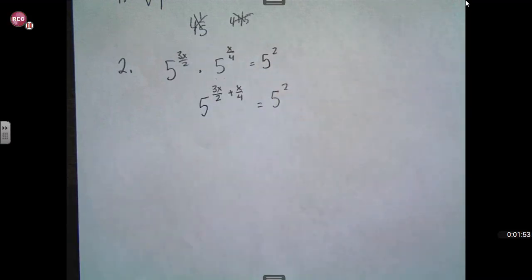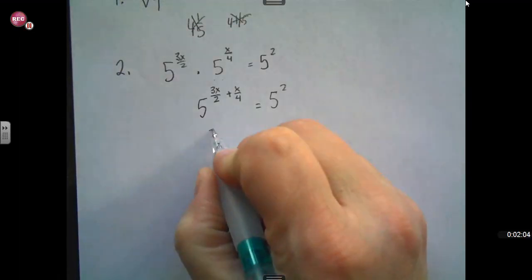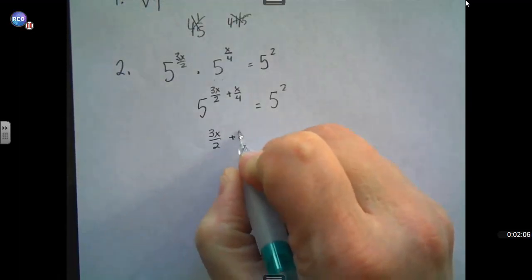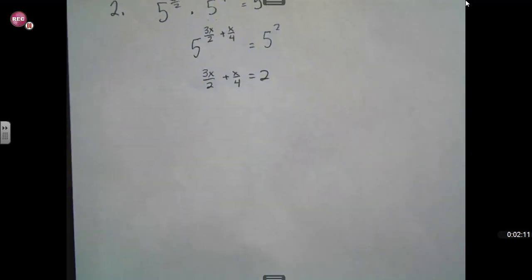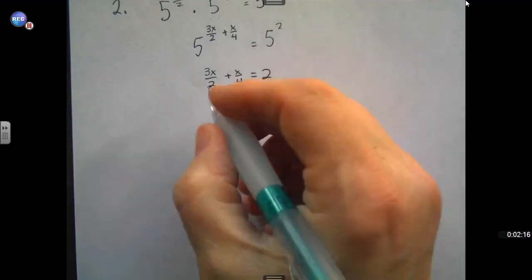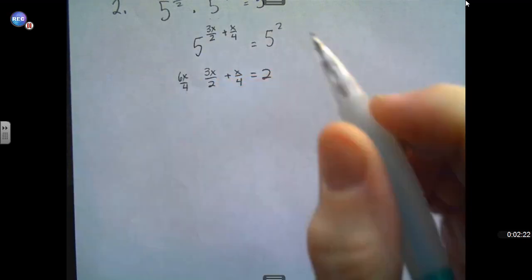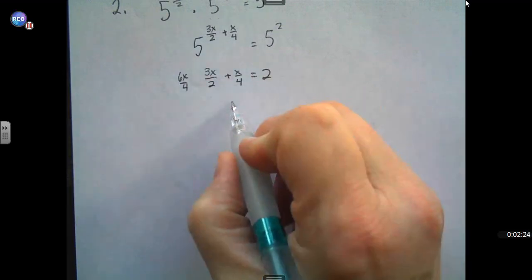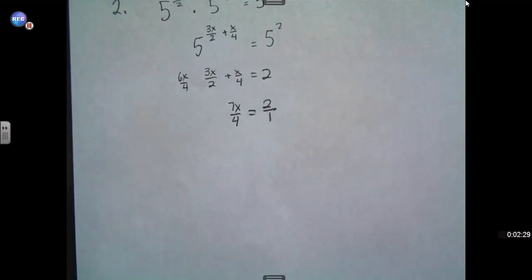And now that I have a single base on each side, I can set those exponents equal. So 3x over 2 plus x over 4 equals 2. And a couple things. I would probably just get a common denominator on the left. So this would be 6x over 4 plus 1x over 4 would be 7x over 4 equals 2 over 1.